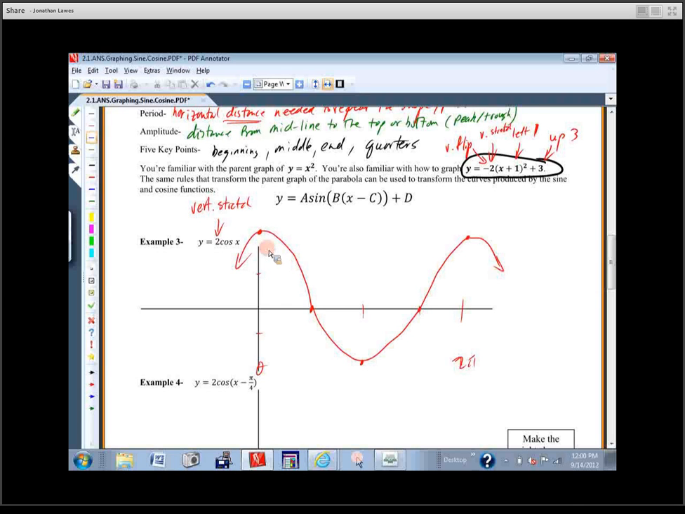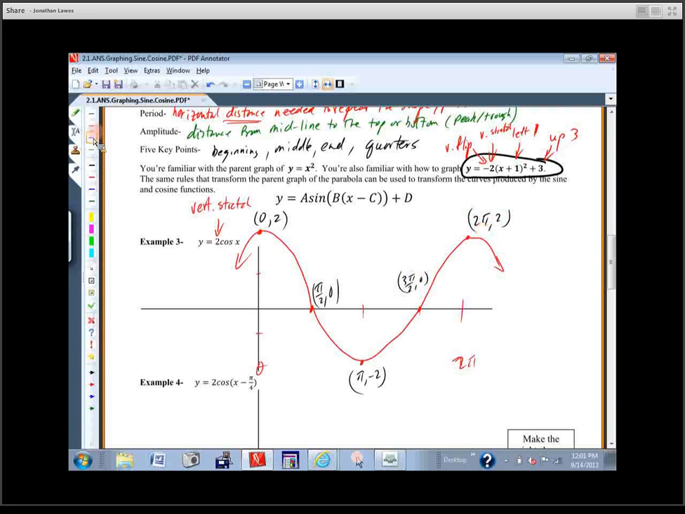Okay, everybody watch, please. I'm going to label this point. This point is 0 for an x-coordinate, 2 for a y-coordinate. This point right here, pi halves, comma 0. This point right here, pi comma negative 2. This one would be 3 pi halves comma 0, and this one's going to be 2 pi comma 2. Any questions there?